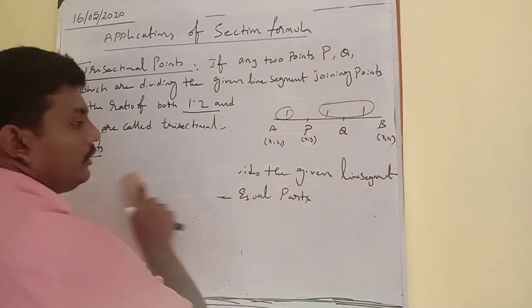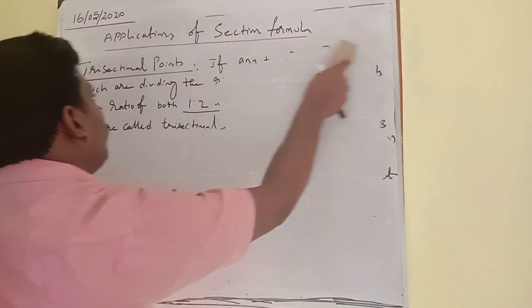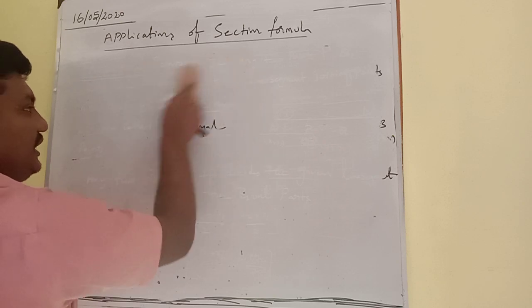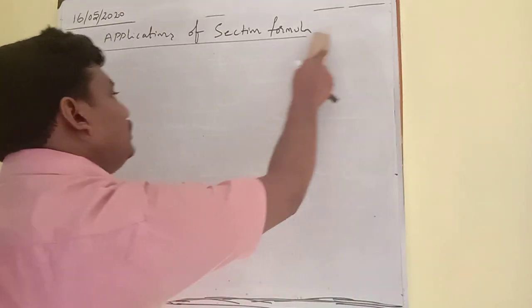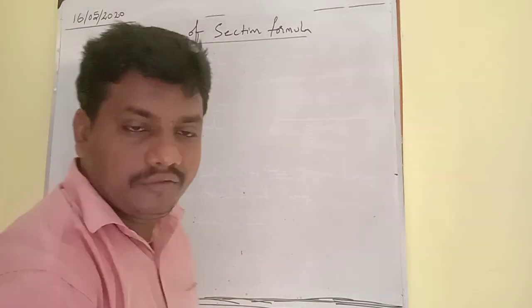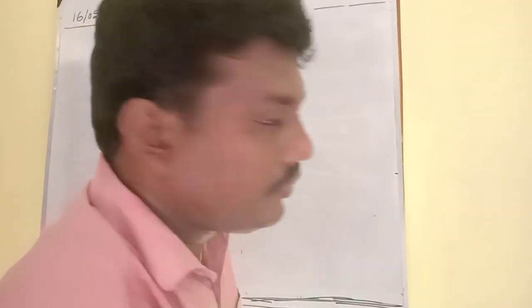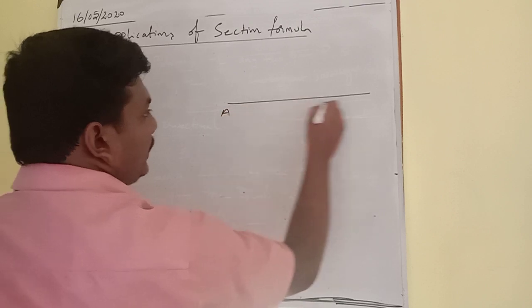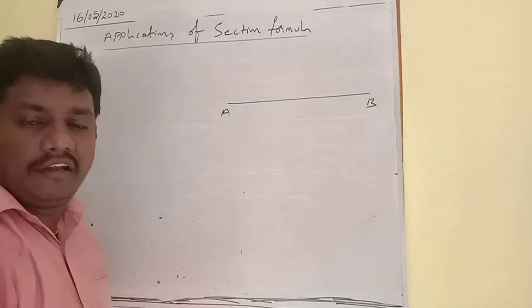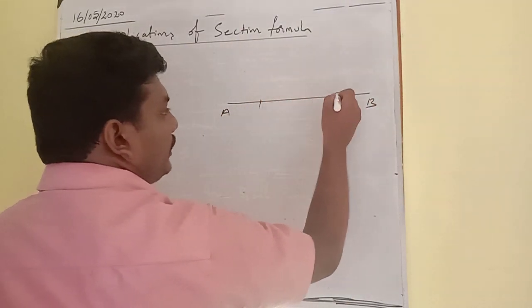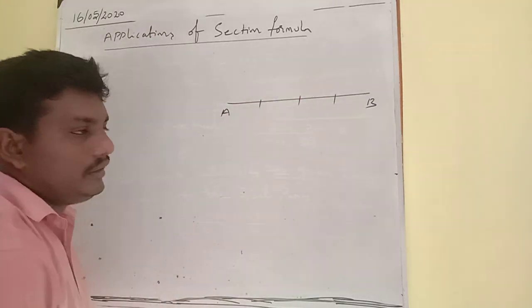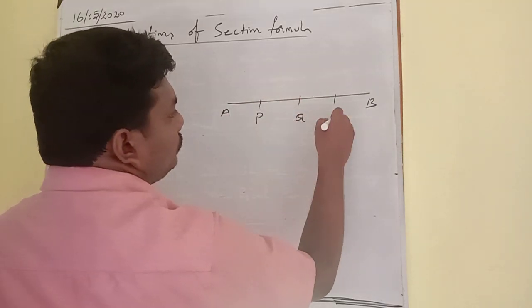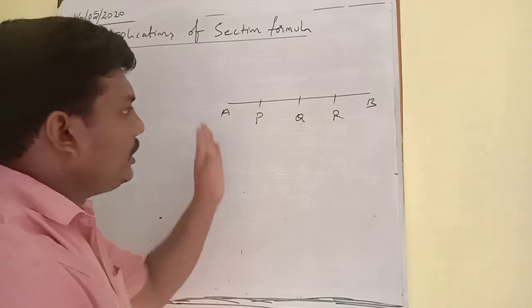Like that, there can be 4 sections, 5 sections. Depending on our requirement, we can take 4 sections or 5 sections. If you want to consider 4 sections, how will it be? This is A, B. So AB divided into 4 sections means 3 points are required. This is P, Q, R. So 3 equal portions.